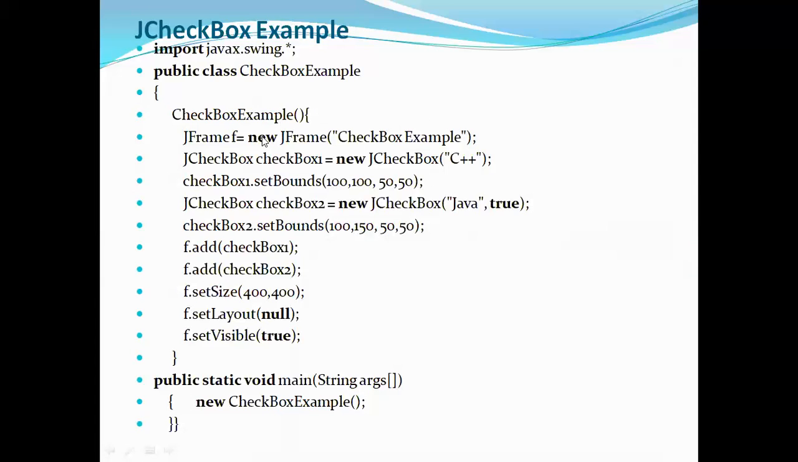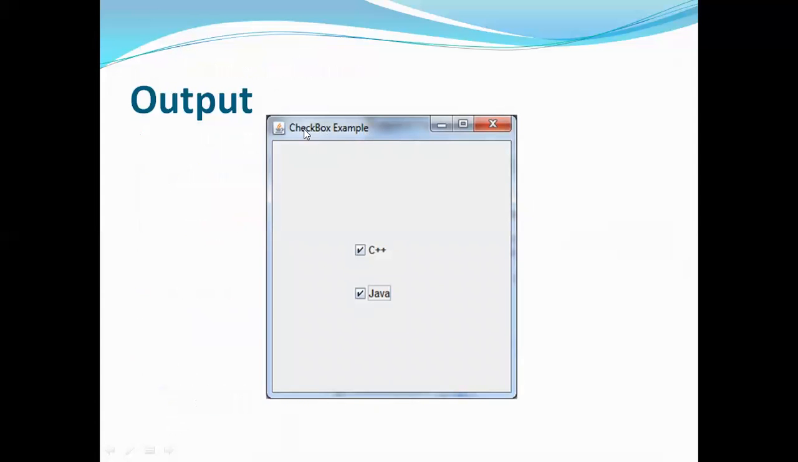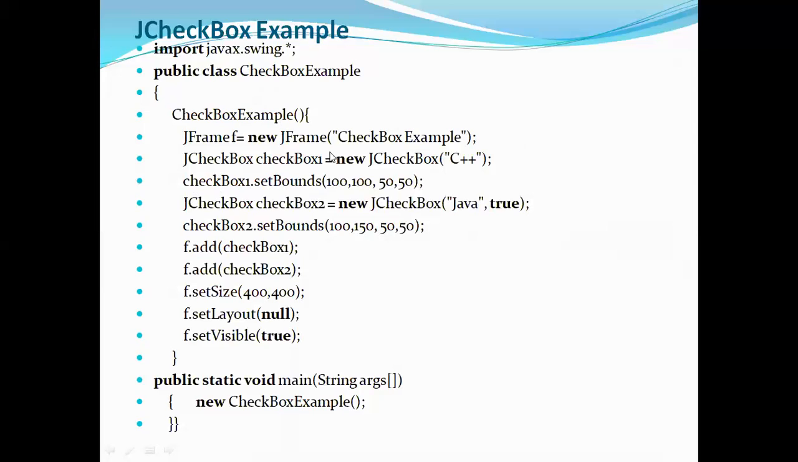I took a class in that method. I'm writing all this. So I've created a frame. My frame name is checkbox example. So see in the output, checkbox example. And then checkbox one I'm creating as an object of JCheckBox class. So JCheckBox one is equal to new JCheckBox C++. So this is the first checkbox I'll use.